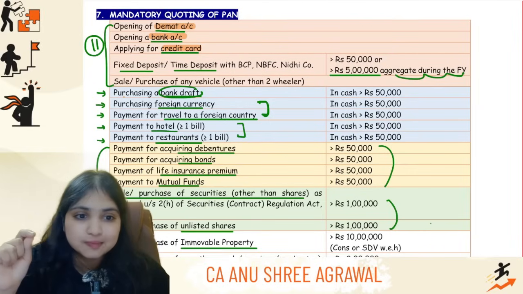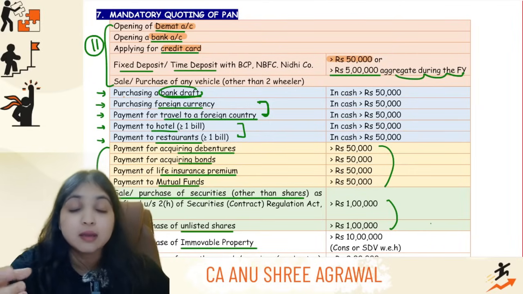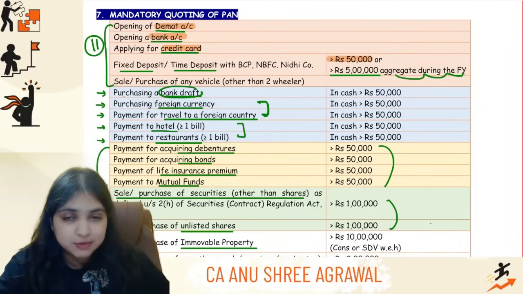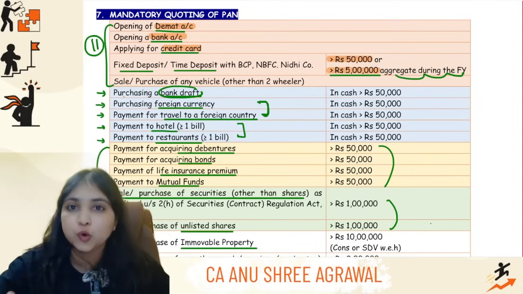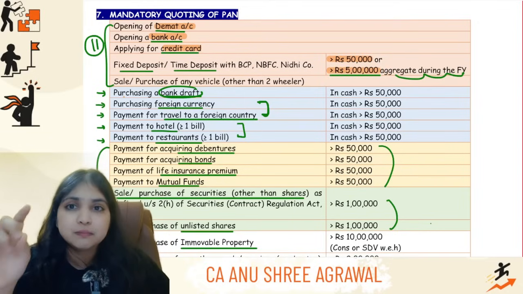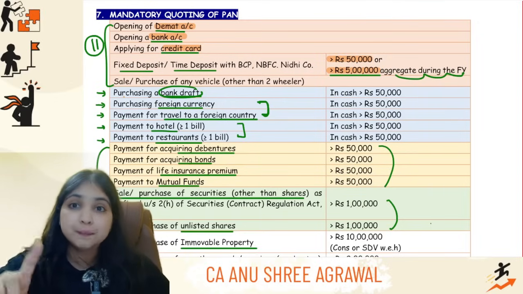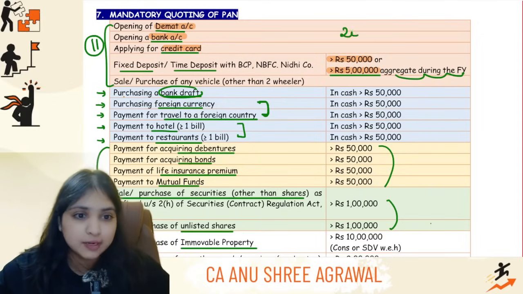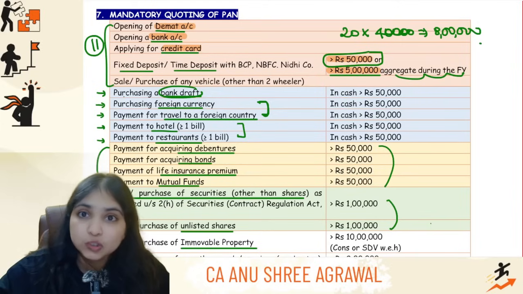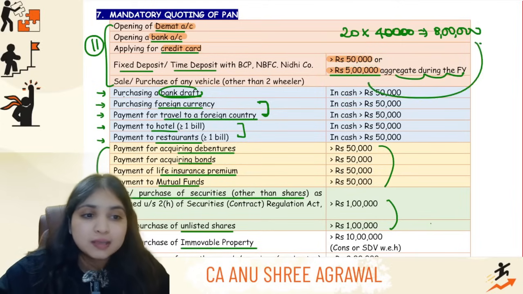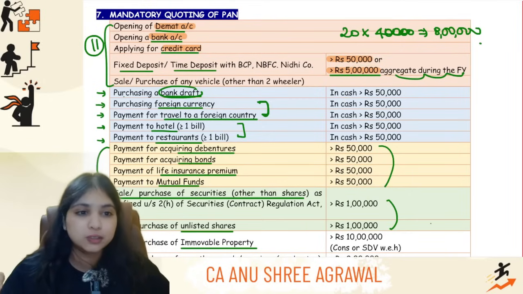Per FD, if it is more than 50,000 rupees, you have to quote PAN. Per FD, if it is less than 50,000, but the aggregate put together in the year is more than 5 lakhs, you have to quote PAN. Now you understood? Let's say per FD 40,000 only. Let's say I made 20 FDs. Per FD is 40,000 only. So the total amount is 8 lakh rupees, guys. Now per FD is not more than 50,000, but the aggregate put together is more than 5 lakhs. Therefore, I have to quote the PAN.